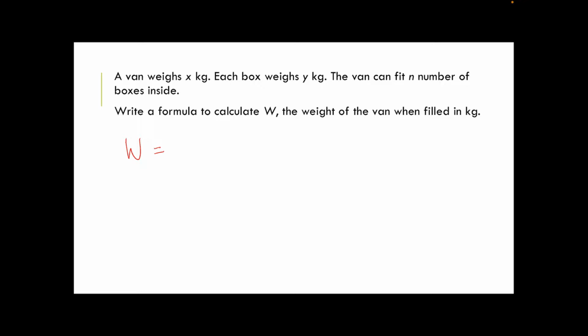So the weight then is going to be the weight of the van, adding in all of the boxes that we put in, but the weight of the boxes is going to be equal to the number of them times by the weight, so X plus NY. We could also have written that as X plus YN, or we could have had NY plus X. Something along those lines, so long as we are doing our N times by Y and we are adding it to our X.